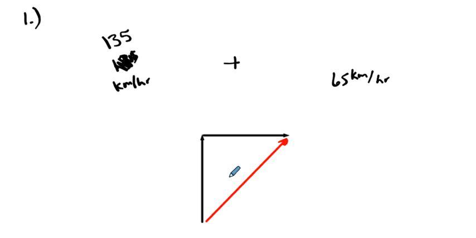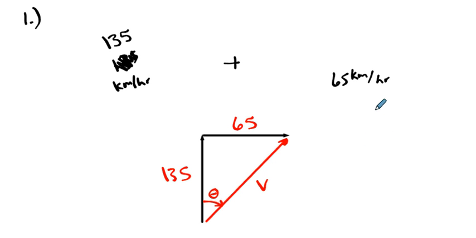So you're trying to fly straight, but the wind is blowing you to the right, and so you go a little bit right of the straight direction. And what do we want to find? We want to find out how much the wind blew you to that right direction, and we want to find the magnitude of this velocity here. So again, 135 here, 65 here. How do we solve for v?